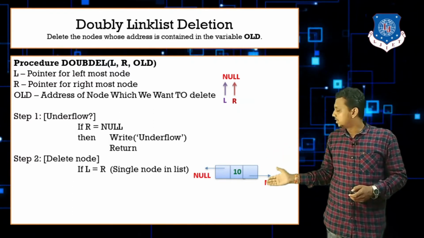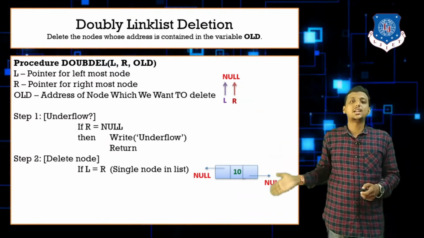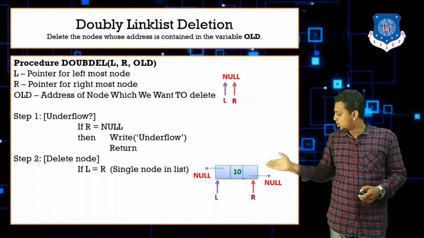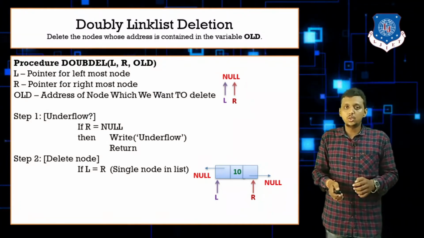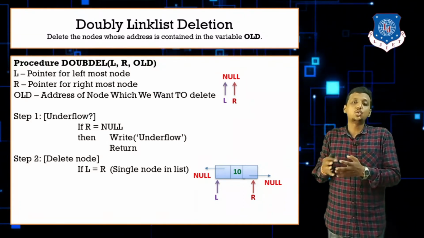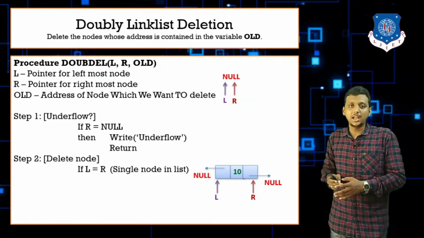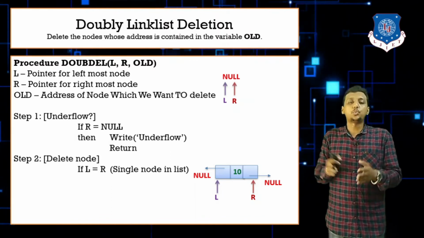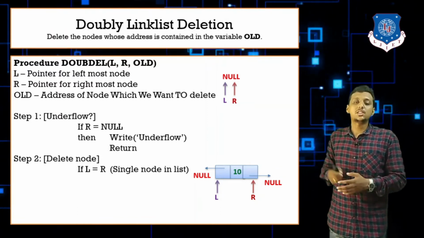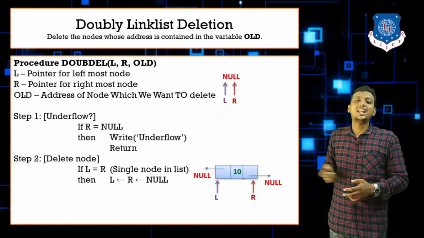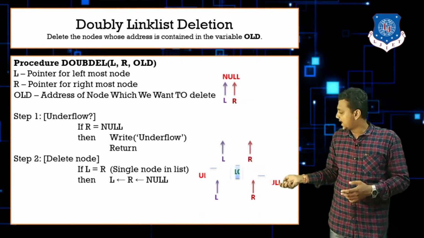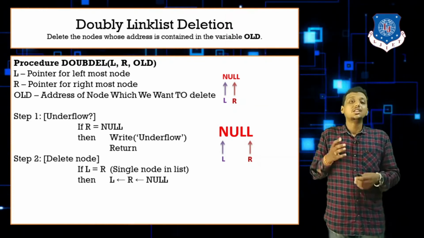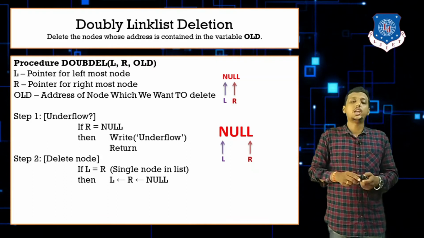See, if this is my node that contains 10, this is a single node, that's why its LPTR and RPTR are both pointing to null. And L and R are both pointing at 10. Now I just need to make the list empty because I want to delete 10. In an empty doubly linked list, L and R both point to null. So I can make L and R null. Here both L and R are pointing to null, then the node is deleted. This is how you can delete a node when there is a single node in a doubly linked list.